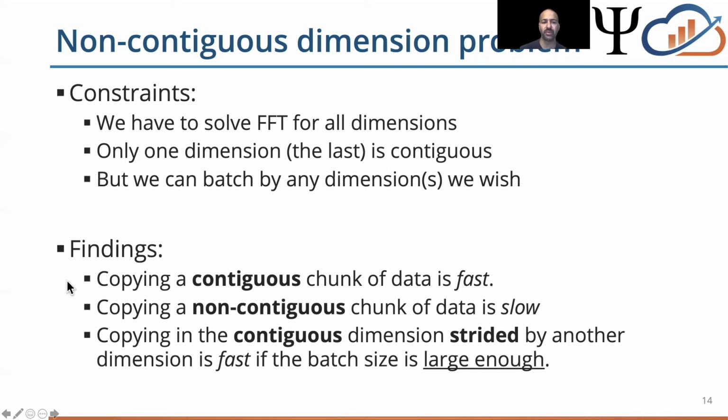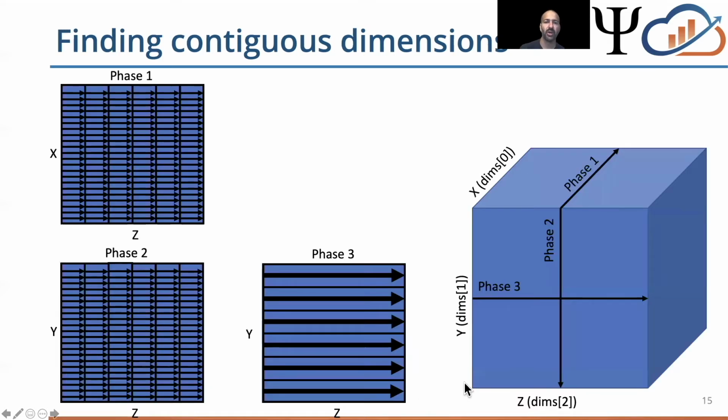So what have we found? We found that copying a contiguous chunk is very fast. Copying a non-contiguous chunk is very slow. And copying a contiguous chunk and then striding by a certain amount, and then copying another contiguous chunk and striding by a certain amount, and so on, is fast as long as this chunk size is large enough. So what does that mean?